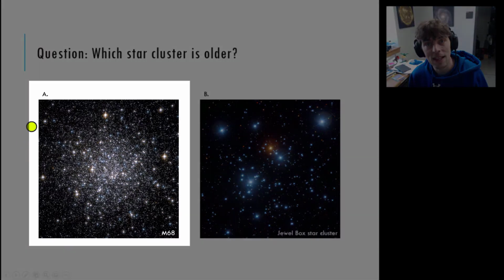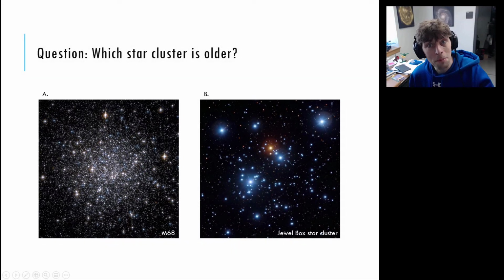This M68 star cluster doesn't have any blue stars in it. That means it must be the older cluster. It's been around long enough that the blue type stars that used to be in here have burned out. They've gone into their red giant phases, or maybe they're in their asymptotic branch phases, or maybe they're already white dwarfs. So we know based on the color that this star cluster is younger than this one.